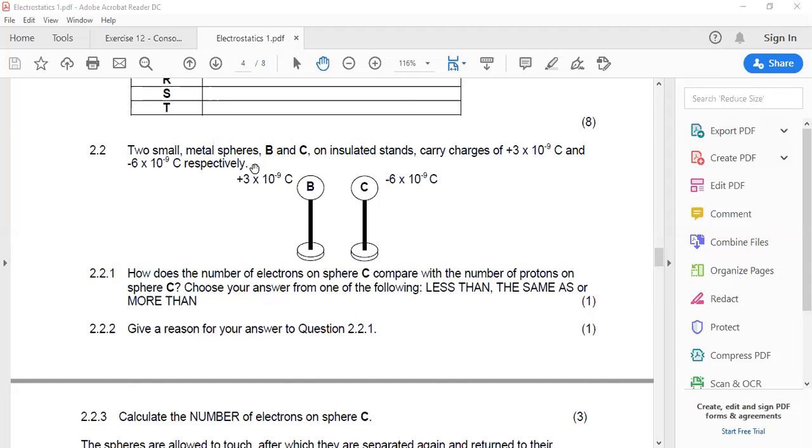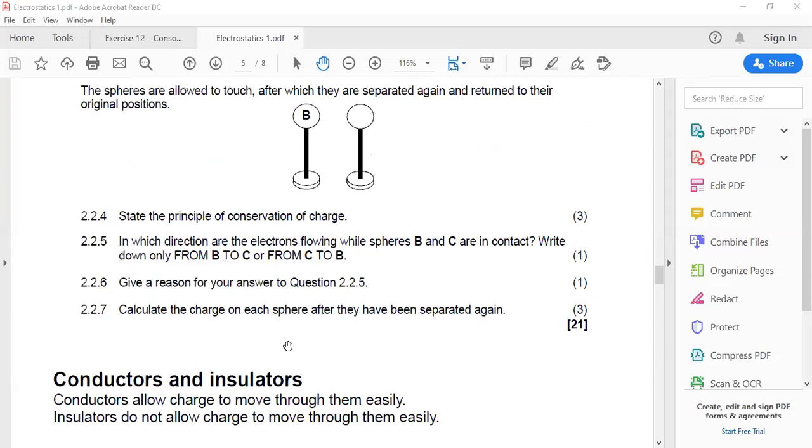So the answer there, it will be from C to B on this question. Yeah, it's from C to B. Give a reason for your answer to question 2.2.5. Why are electrons moving from C to B? It's because C has got excess electrons compared to B. So the one that has excess electrons will give to the other object.